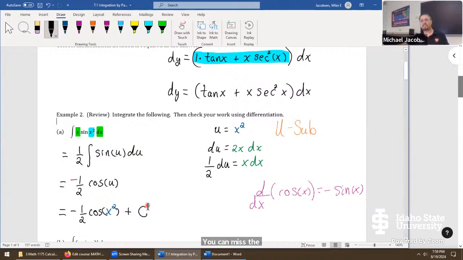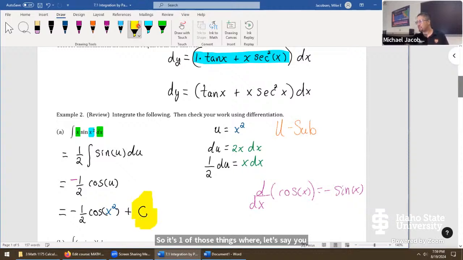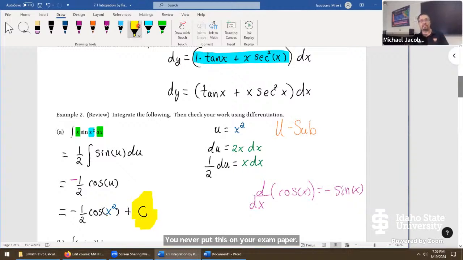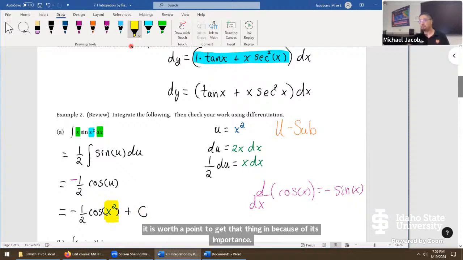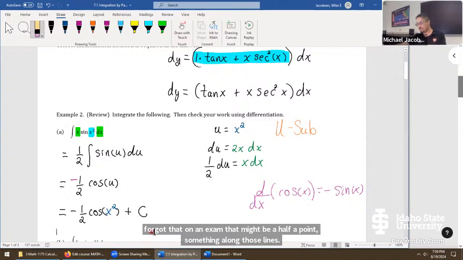So it's one of those things where, let's say you did it at the first exam. You never put this on your exam paper, you'll miss a point once as a reminder. Same for your homework. But it is worth a point to get that thing in because of its importance. Things like these are a little bit minor, but it's just good practice. We always return to the original variable. If you forgot that on an exam, that might be minus a 1/2 point, something along those lines. What we did, folks, that's our review on this kind of thing.